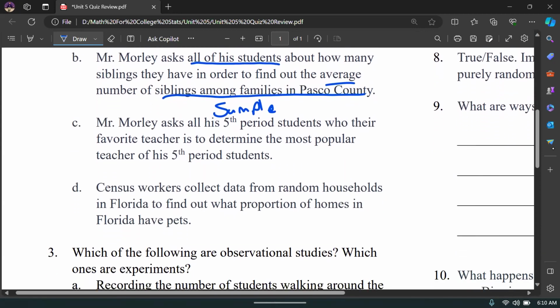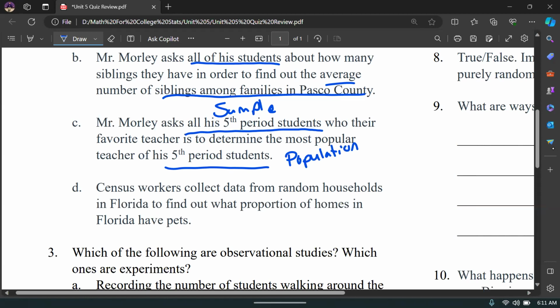So look at C. Mr. Morley asks all of his fifth period students who their favorite teacher is to determine the most popular teacher of his fifth period students. So again, I'm asking all of my fifth period students, and I only care about their opinion. I'm not asking fifth period to know about all of my students, or about all of Pasco. I'm asking all of fifth period for the sake of all of fifth period. That's a population, right? I'm asking everybody in the population here.